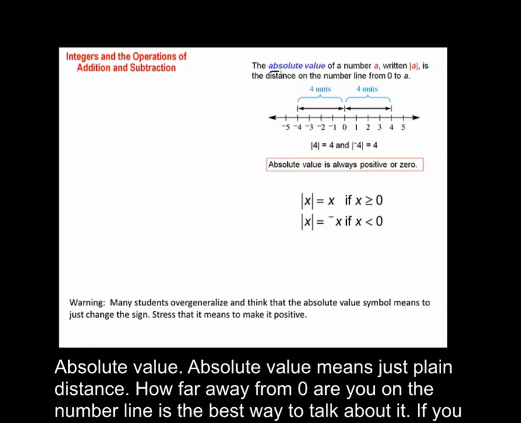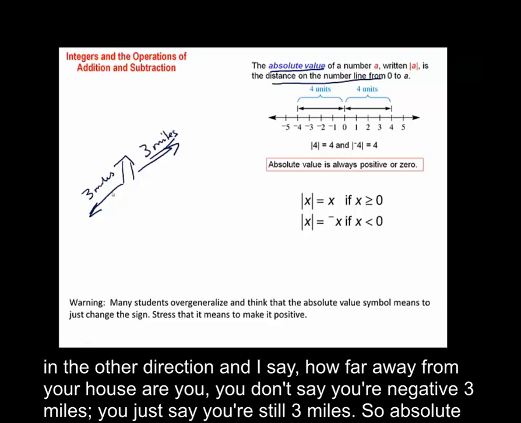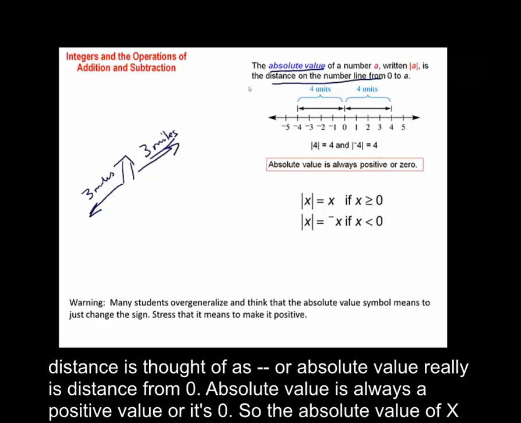Absolute value. Absolute value means just plain distance. How far away from 0 are you on the number line is about the best way to talk about it. If you are at your house and you walk 3 miles to the right, how far away from your house are you? You're 3 miles away. If you, on the other hand, walk 3 miles in the other direction and I say, how far away from your house are you? You don't say you're negative 3 miles, you just say you're still 3 miles. So absolute value really is distance from zero. Absolute value is always a positive value, or it's zero.